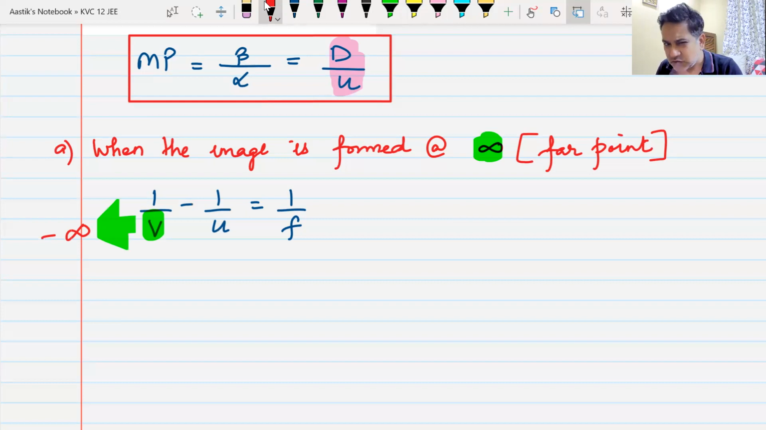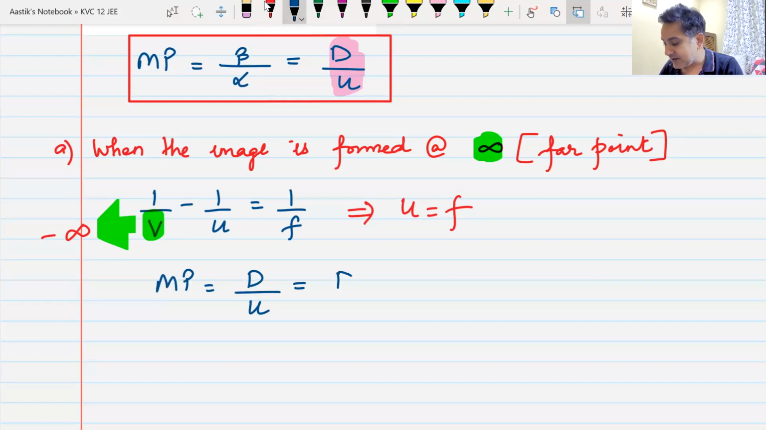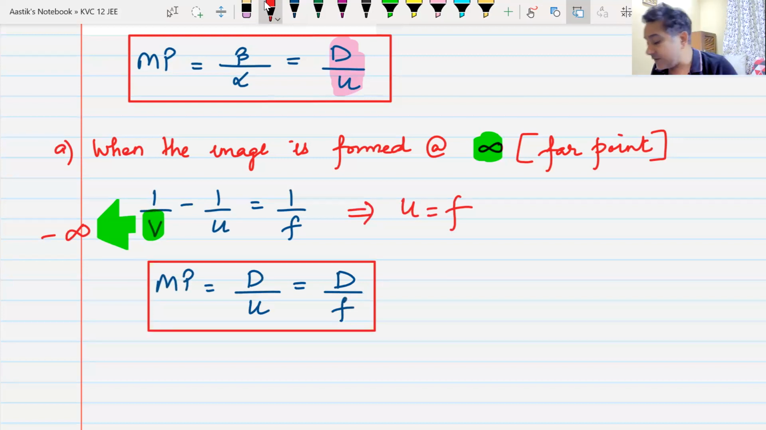I'll get the value of U. U will be equal to F from here, and I'll put that value of U in the original equation. From there, I will get the magnifying power in this case, which is always equal to D by U, but in this case, I can write it as D by F because the final image is formed at infinity. This is how we will have to derive the relation for magnifying power in each of the two cases. Do we understand this?